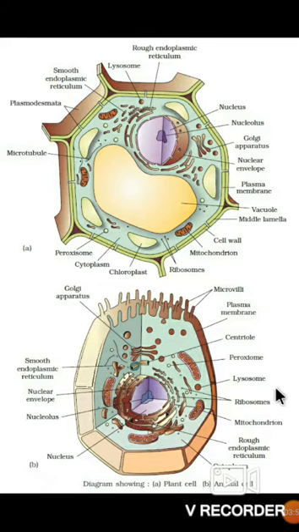Then both cells contain ribosomes and endoplasmic reticulum. It may be rough endoplasmic reticulum or smooth endoplasmic reticulum. So both types of cells have ribosomes, rough endoplasmic reticulum and smooth endoplasmic reticulum. Both cells have the cytoplasm in which all the cell organelles are present.